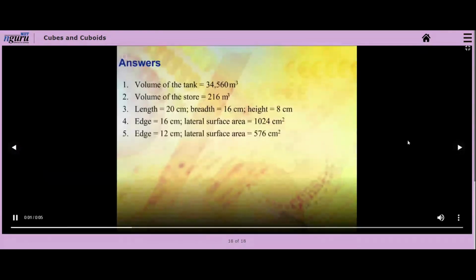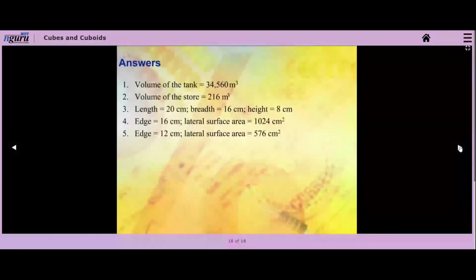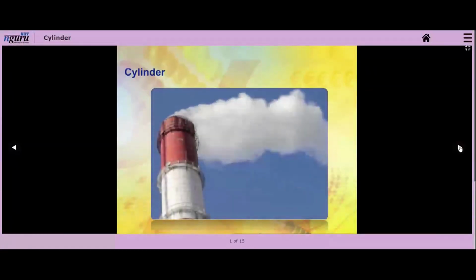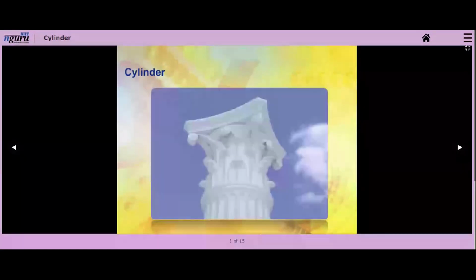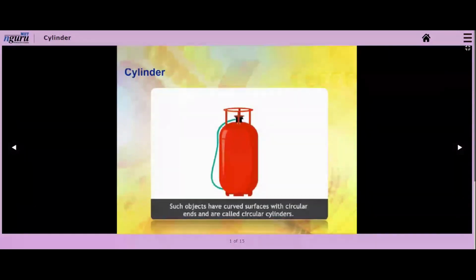Here are the answers for the questions given on the previous page. In our everyday lives, examples of cylindrical objects include a chimney, an iron pipe, a circular pillar, and a gas cylinder. Such objects have curved surfaces with circular ends and are called circular cylinders.